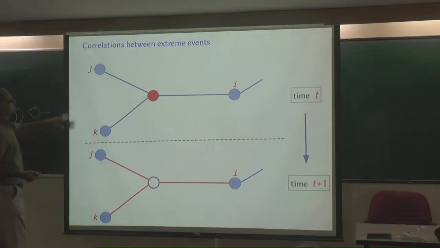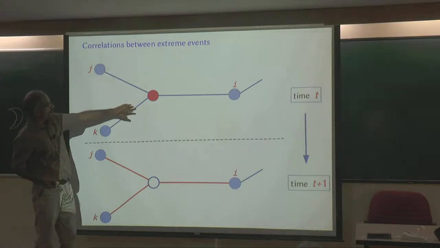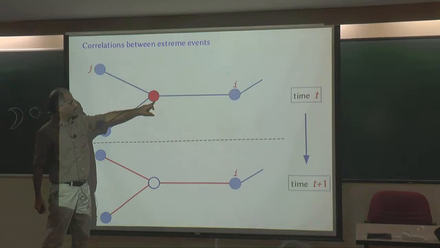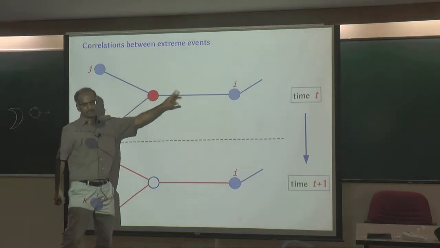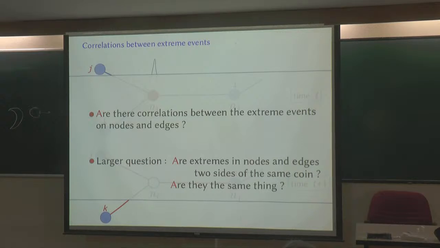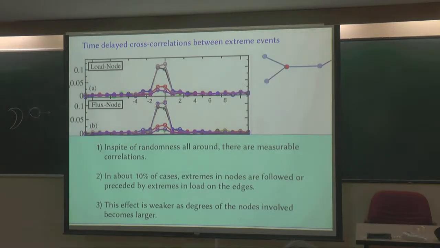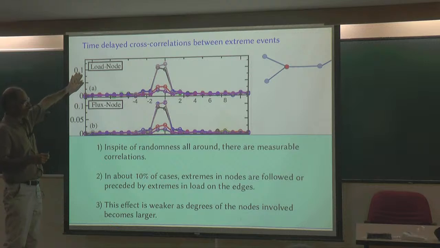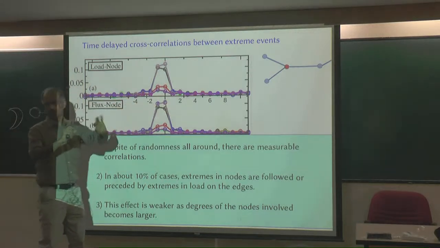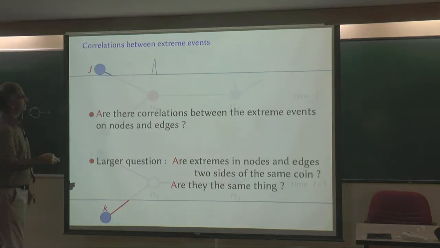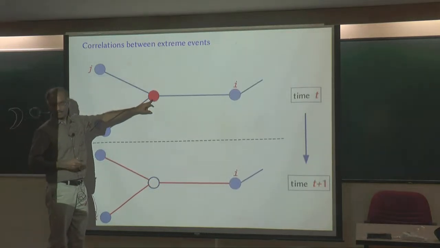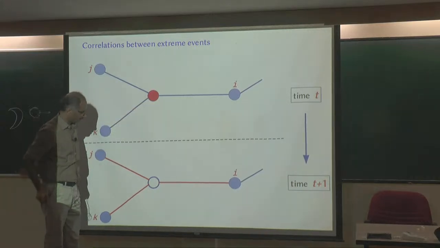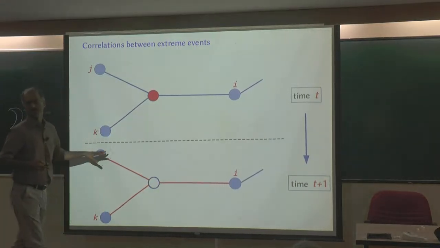So the question is, can I see if there are any correlations between extreme events happening on a node and on the edges that are being connected? Are there correlations between extreme events on the nodes and edges? It turns out that the correlation is very, very minor. You can see that the number is about 0.1 at max for a time lag of 1. In other words, if there is an extreme event here, one time step later, there is a 10% chance that one of these might have an extreme event.